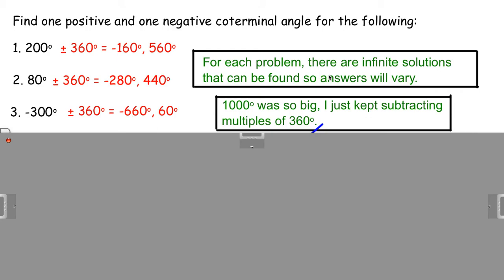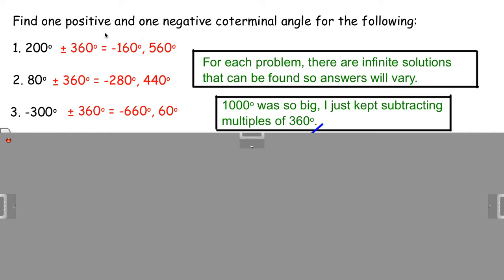Now, you notice I put down here that for each problem, there are infinite solutions that can be found. So answers will vary because I just asked you for one positive and one negative. If you didn't want to give me 560, if you wanted to add another 360 and give me 920 degrees, that would be okay. Let's say you did not want to give me negative 160. You wanted to subtract another 360. So if you wanted to give me negative 520, that would be okay too. So these are just, for me, the easiest ones to find.